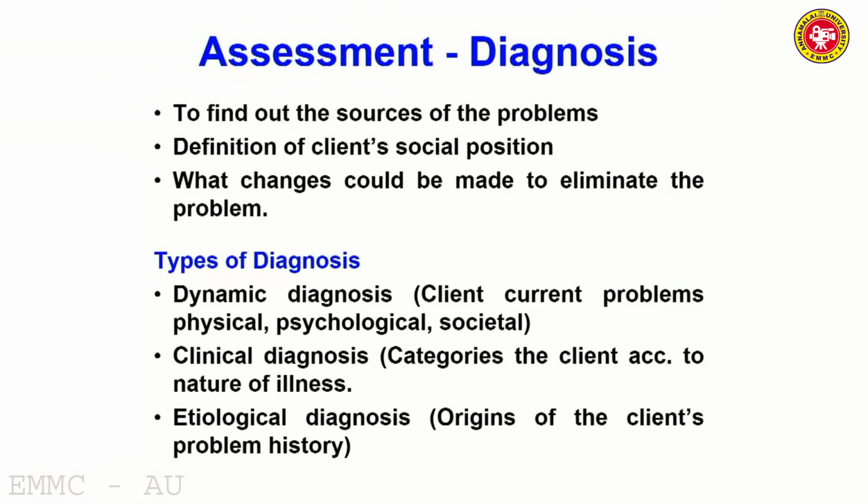Assessment, diagnosis to find out the sources of the problems, a definition of the client's social position, and what changes could be made in the client as well as the environment of the problem. Types of diagnosis: dynamic diagnosis, clinical diagnosis and etiological diagnosis. So, etiological mainly concerns the origins of the client's problem and his own history.